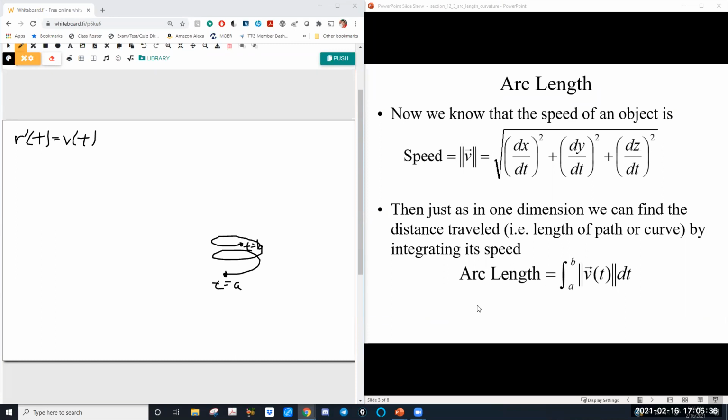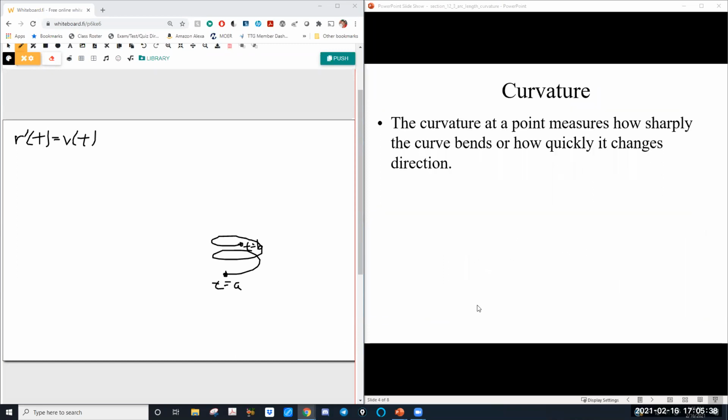So next thing we want to talk about is curvature. The curvature measures how quickly or sharply a curve bends. All right. And you can think real quickly why we might care about this, right? Think about a racetrack. If we have a shallow curve versus a steep curve, well, here we'd have a small curvature. Here we'd have a large curvature because we have more bend in our curve.